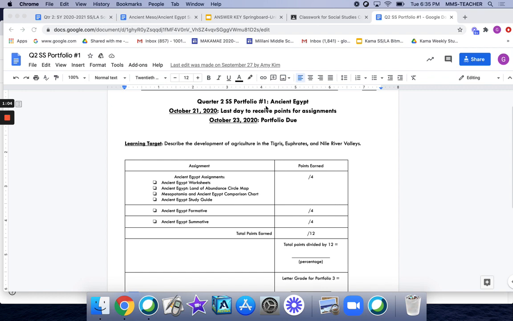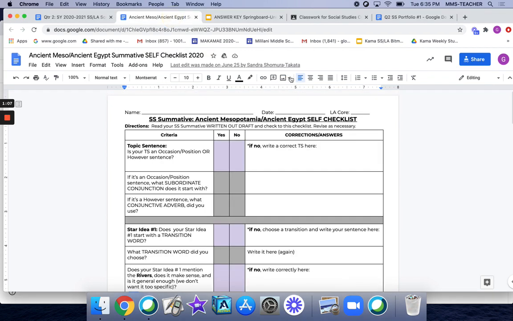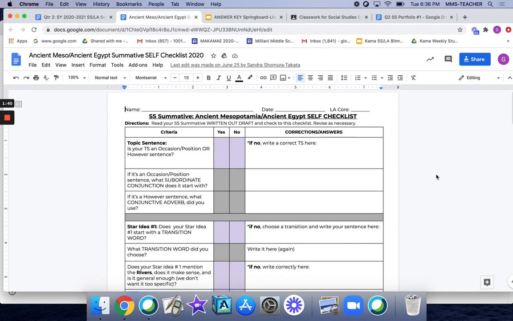Okay, so let's take a look at that checklist that you need to get done to make sure it's done correctly, I should say. So your Social Studies Summative Ancient Mesopotamia or Ancient Egypt Self-Checklist. Directions: read your Social Studies Summative, your written out draft, and I want you to check on this checklist and revise it as necessary. Okay, so the first criteria is, let's take a look at your topic sentence.